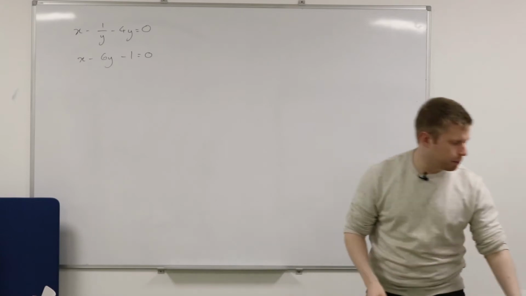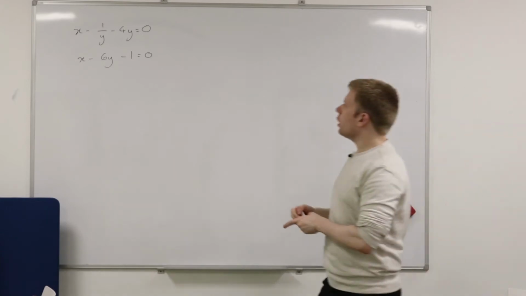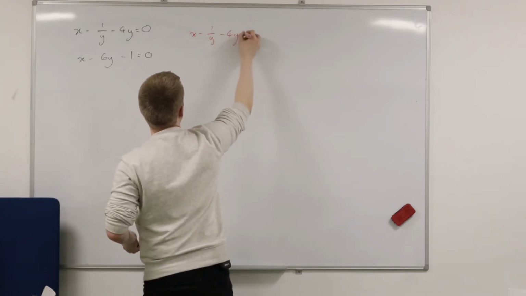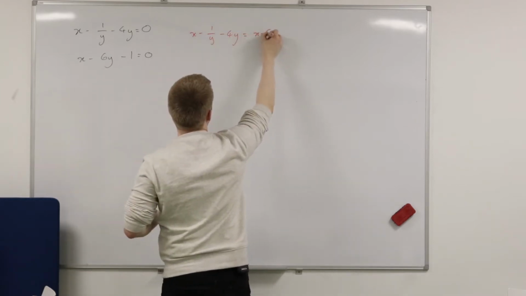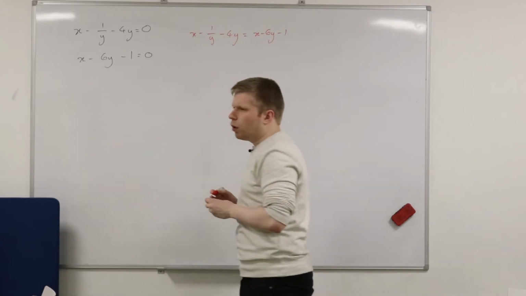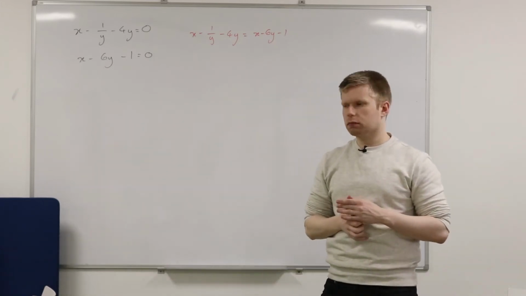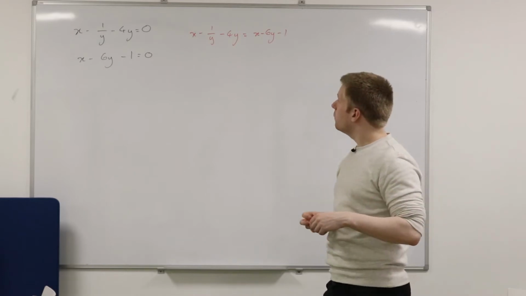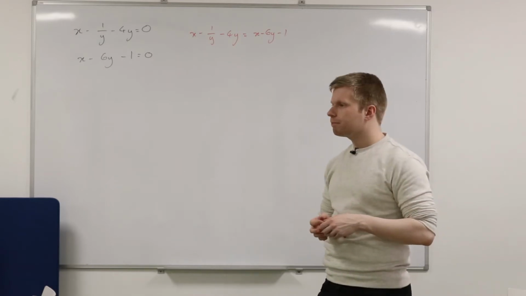Why would that be a bad move? Why could I not just go x minus 1 on y minus 4y equals x minus 6y minus 1? Why could I not do that? Tried it, didn't work. Good, good. But why? Why did it not work?